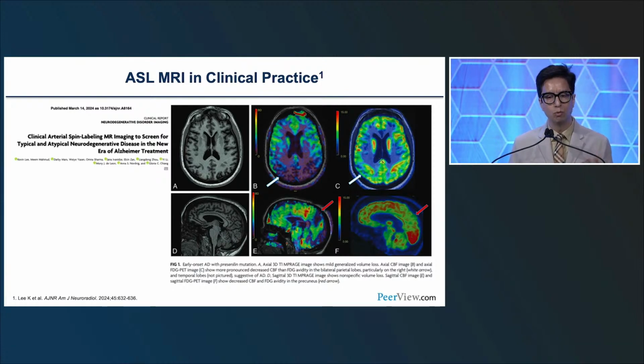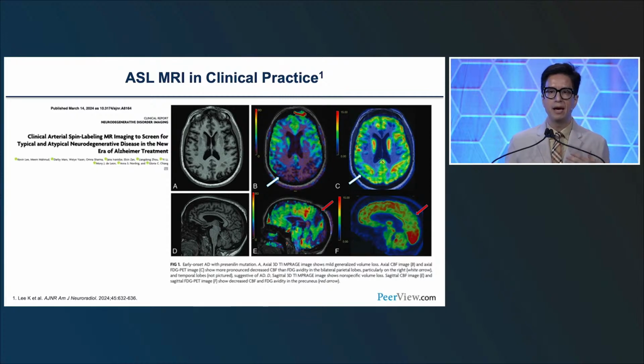And why is this important? Well, one, this is a product sequence. This is not a research sequence. Number two, we can deploy 40 million MRI scans a year in this country, where we can only do a maximum of around 2 million PET scans based on the current infrastructure.